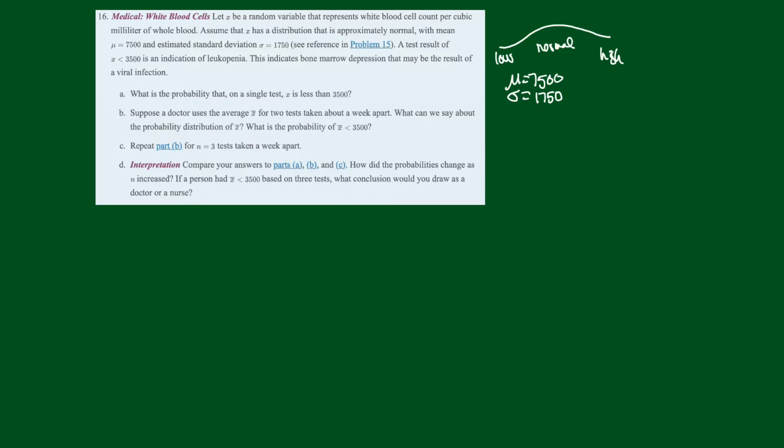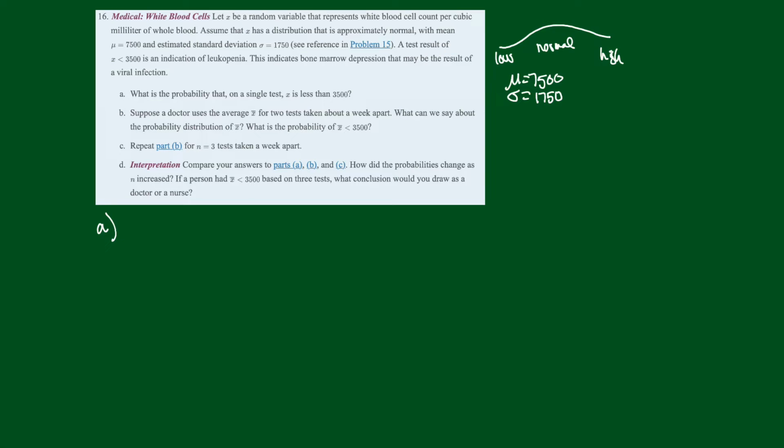1750. Now it goes on to say that if you get a blood test and you get a white blood cell count less than 3,500, that is an indication of leukopenia. This indicates a bone marrow depression that may result in viral infection. Okay, so anyway, if your white blood cell count is less than 3,500, maybe it's a problem.